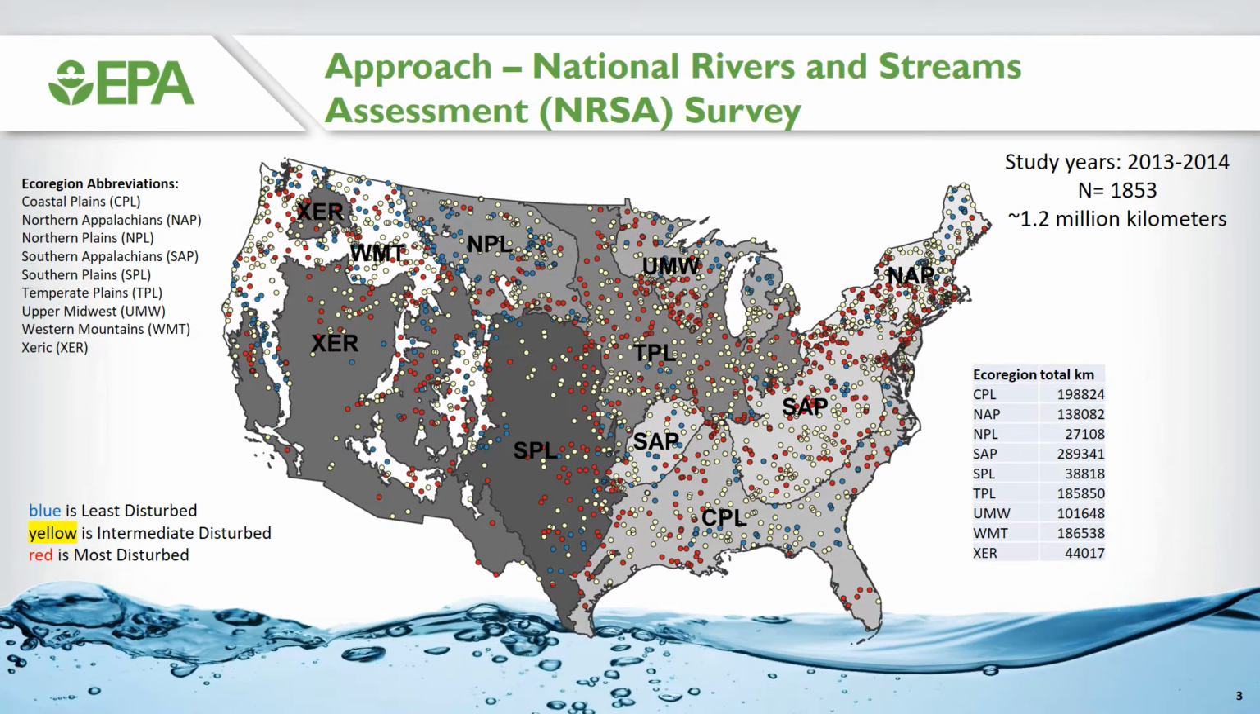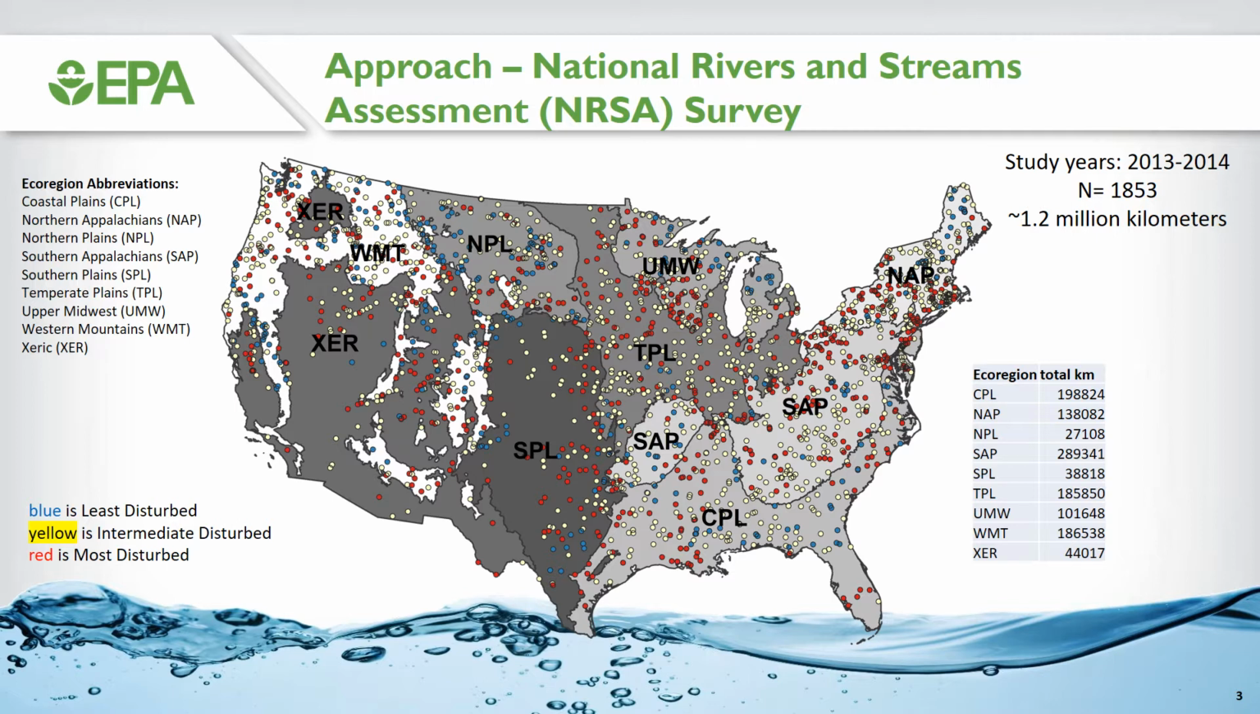Our approach to address increased AR in the environment is to leverage the National Rivers and Stream Assessment, or NRSA survey, and determine the concentrations of ARGs in these waters. NRSA provides information on the ecological condition of the nation's rivers and streams and the key stressors that affect them at national and ecoregional scales. The survey is completed every 5 years to monitor changes in condition.